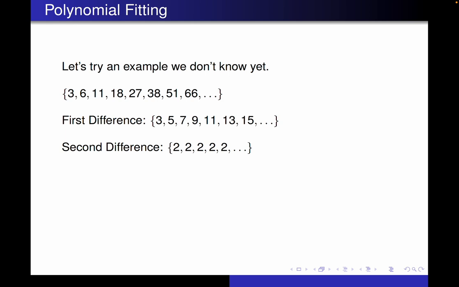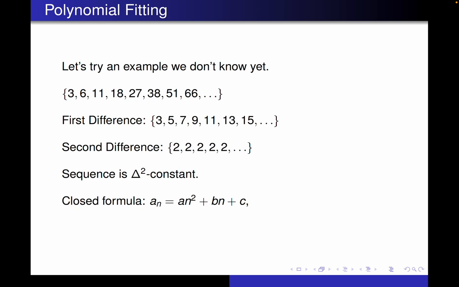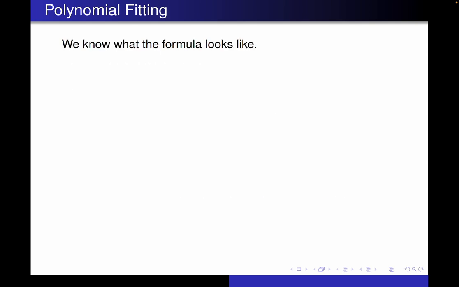That means our original sequence is delta 2 constant, and it has a closed formula that is a degree 2 polynomial, a quadratic polynomial. So we don't exactly know what the formula is, but we know it looks like some constant a times n squared plus some other constant b times n plus some constant term c. So a, b, and c are some constants that we just don't know yet. But we're getting closer. So we know what the formula looks like. How do we find the specific formula?